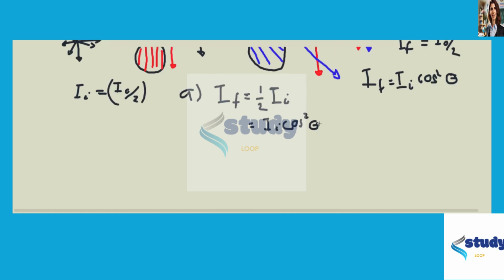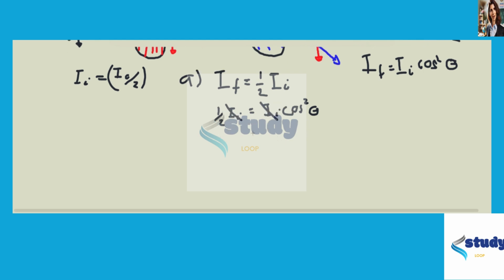Okay, so then if this is a half I sub I, then I sub I cancels. We can take the square root of both sides, and then we have that cosine theta is equal to 1 over square root of 2. Plugging this into the calculator and taking the arccos, or the inverse cos, of both sides, you see that theta has to be equal to 45 degrees. So that's the solution to part A.